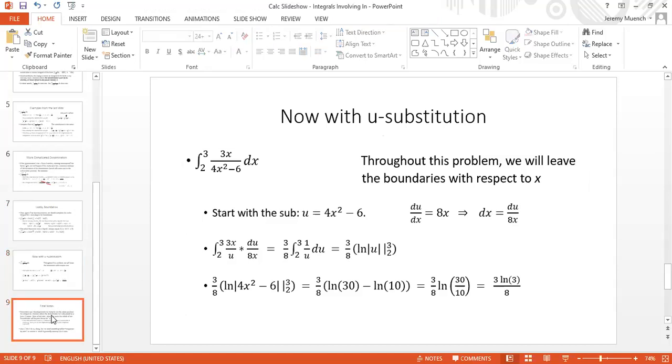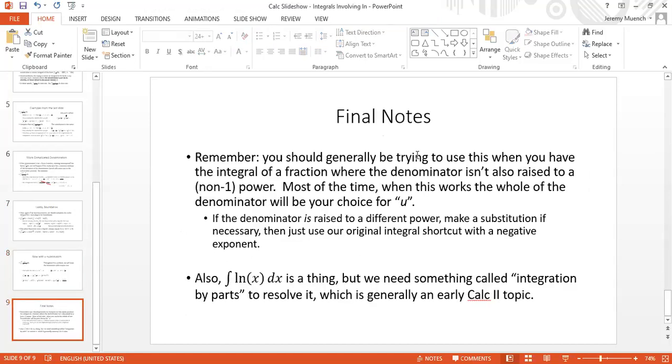So some final notes here. Once again, you should generally be trying to use this when you have the integral of a fraction where the denominator is just not raised to another power. And most of the time, the whole of the denominator will be your choice for u.